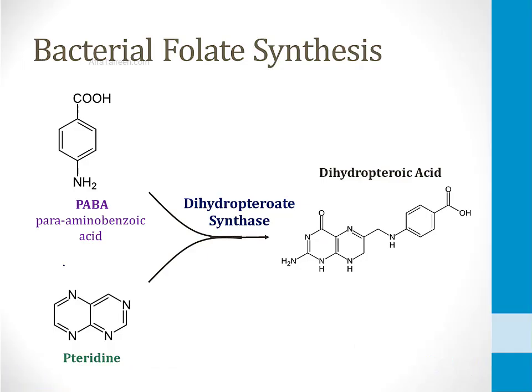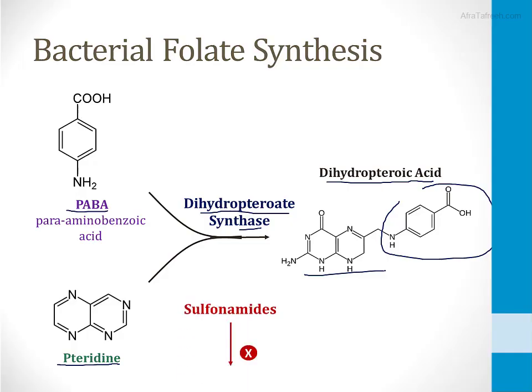The first step in bacterial folate synthesis involves a molecule called para-aminobenzoic acid, or PABA. PABA is combined with another structure called pteridine by an enzyme called dihydropteroate synthase. This leads to the creation of a structure called dihydropteroic acid, which will later become folate. And you can see that the PABA structure is here. It's been attached to the pteridine structure here to create dihydropteroic acid. And sulfonamide antibiotics inhibit this step in folate synthesis. They inhibit the enzyme dihydropteroate synthase.